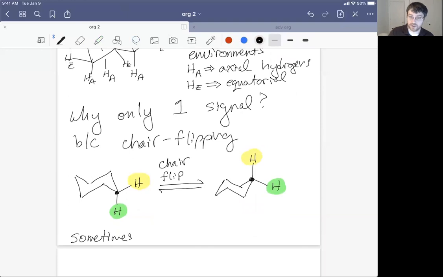And that actually is true for every one of the 12 hydrogens on cyclohexane. Sometimes the H atoms are axial and sometimes they're equatorial.